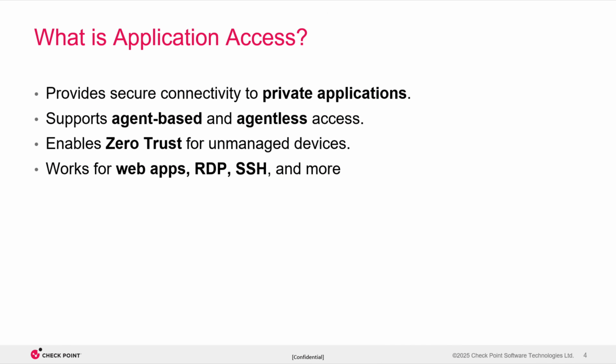Application access is a feature that allows users to securely connect to private applications without relying on traditional VPNs. It supports both agent-based and agentless access. Agent-based access uses the Harmony SASE client, while agentless access allows users to connect through a browser. This is ideal for contractors or BYOD scenarios.